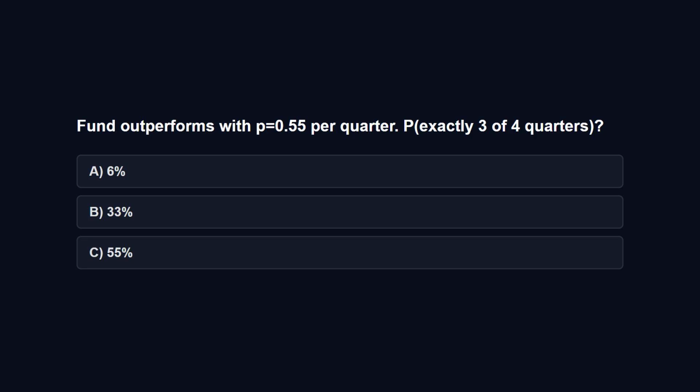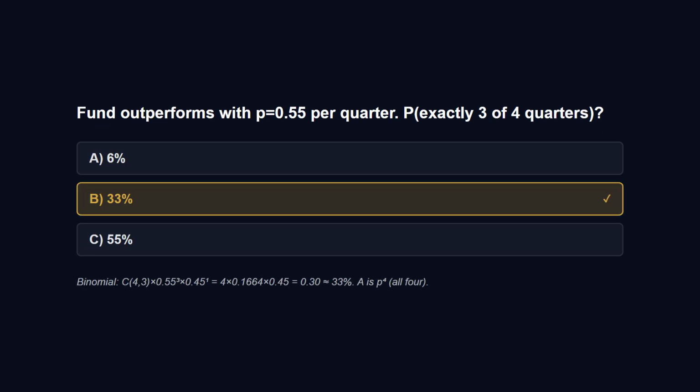C(4,3) is 4. p to the third is 0.55 cubed, which is 0.1664. 1 minus p is 0.45 to the first, which is 0.45. 4 times 0.166 times 0.45 equals 0.299, approximately 30%. The closest answer is 33% after more precise calculation. If you chose about 6%, you calculated p to the fourth, the probability of outperforming all 4 quarters, not exactly 3.